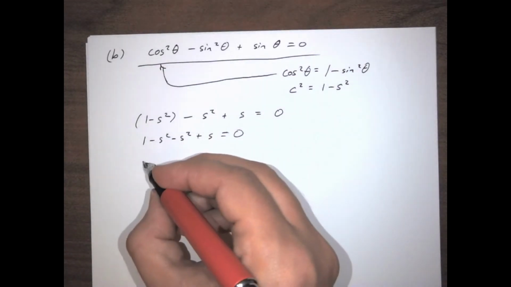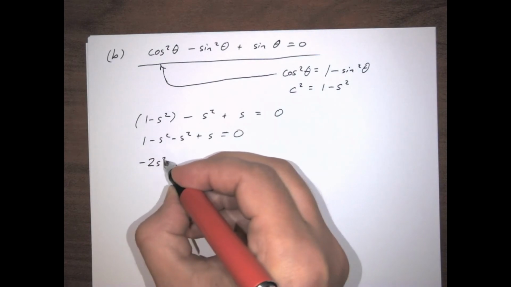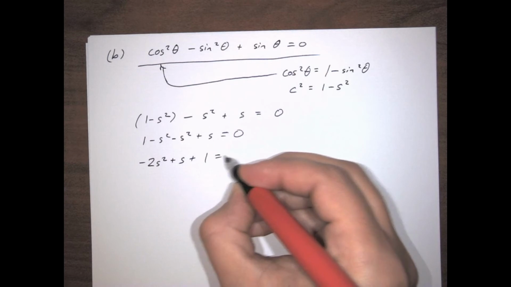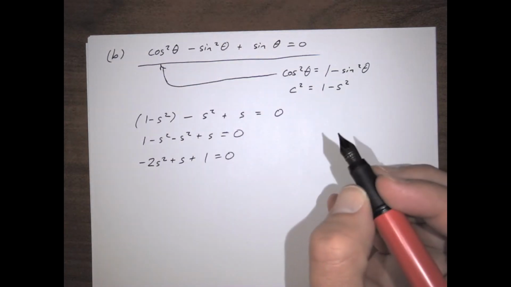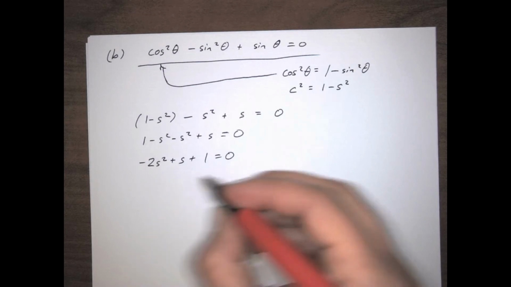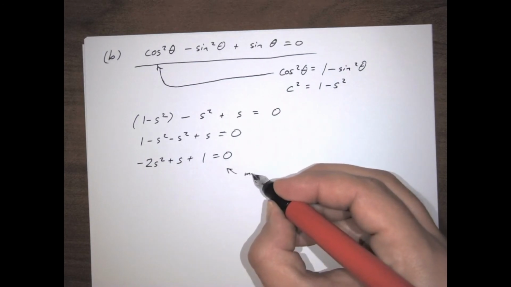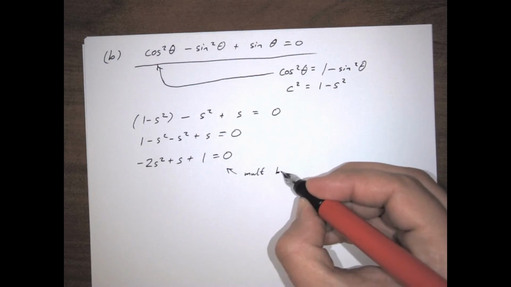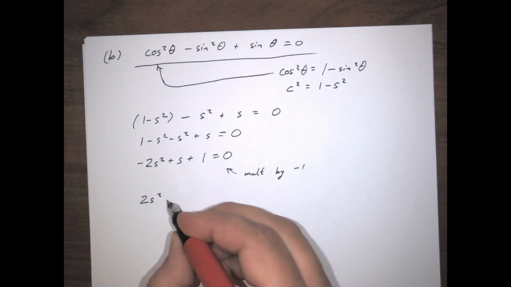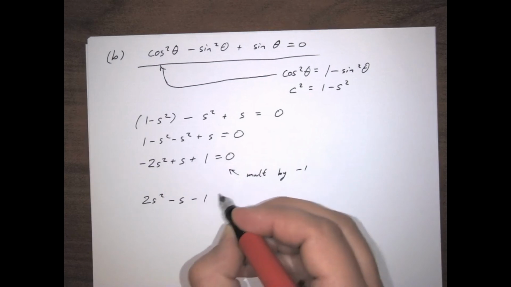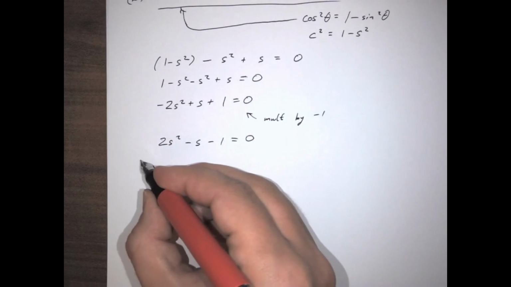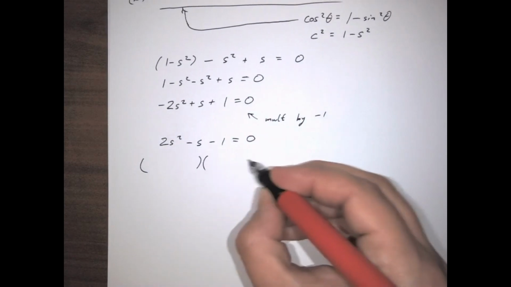Then we have negative 2s squared plus s plus 1 equals 0, which now is all expressed in terms of s, and we can solve in a very similar way to what we did before. We're going to multiply by negative 1 in order to make it a little bit easier. 2s squared minus s minus 1 equals 0, which we can then factor in a very similar way to what we did before.